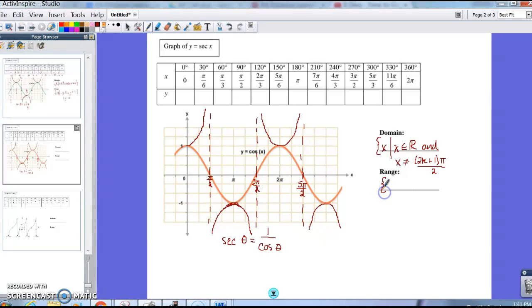And then again, our range, it's anything greater than or equal to 1 or less than or equal to -1. So we can say the absolute value of y is greater than or equal to 1.